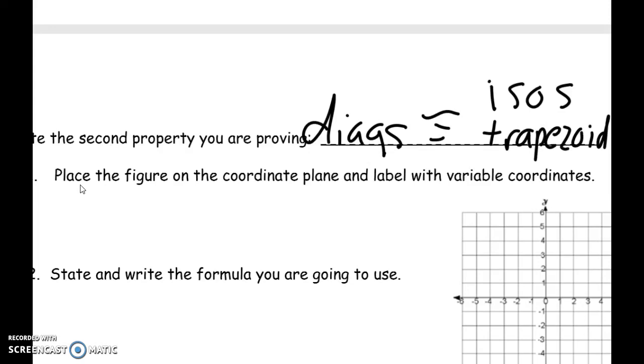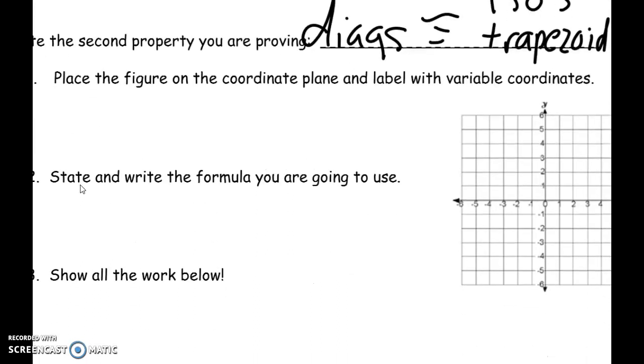So the first thing we want to do is go ahead and graph an isosceles trapezoid. And we can really graph it wherever we want, but again, I'll help you graph it. Let's plot the point -5, 0 again. I'm going to plot the point -3, 2. I'm going to plot the point 1, 2. And then finally, I'm going to plot the point 3, 0.